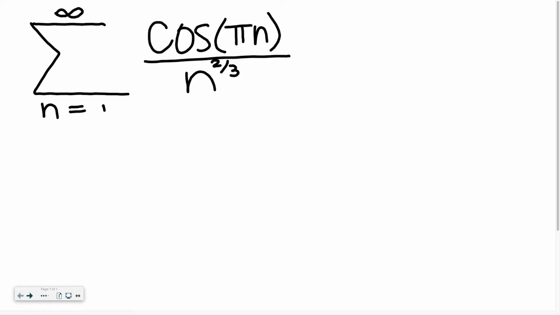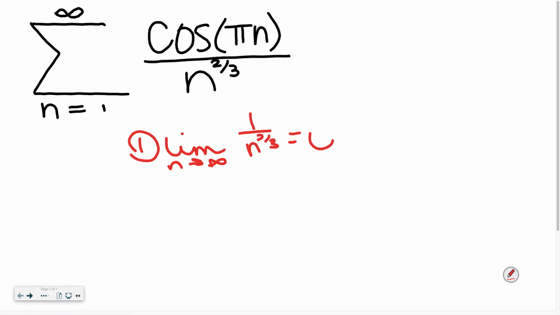Okay, so in an alternating series, remember the first thing you need to do is look at the limit as n approaches infinity of a sub n, which is 0, check mark. And then you need to show me that it's decreasing.